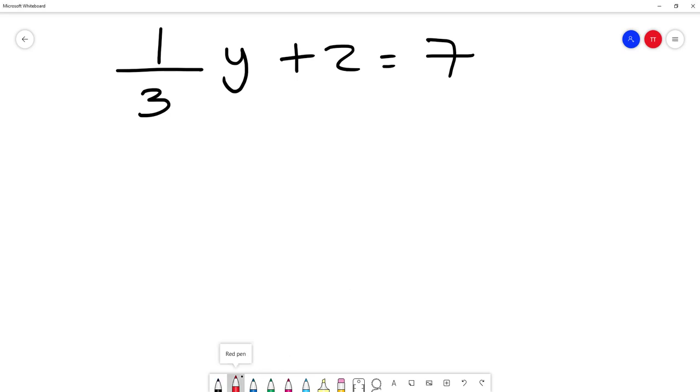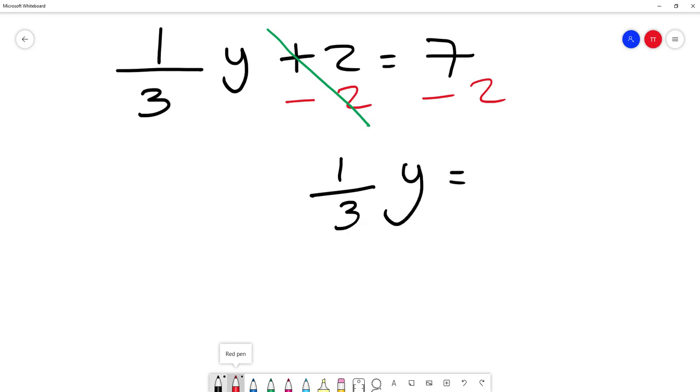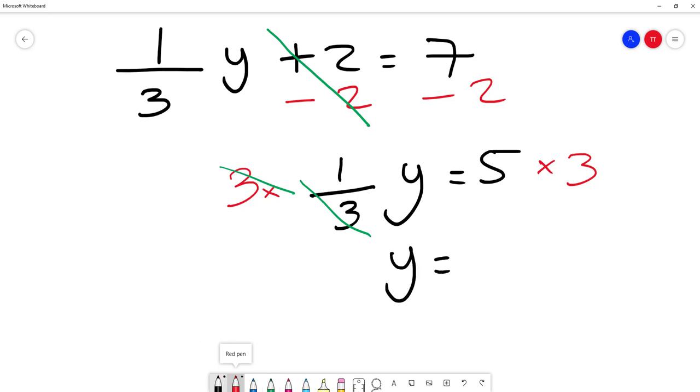Okay, welcome back. So the first thing we've got to do is minus 2 on both sides. So minus 2 here, minus 2 here on the right hand side. The plus 2 and minus 2 cancel out. So we get a third of y equals 7 minus 2, which is 5. We've got a third of y, or y over 3. So we want to get rid of the denominator, so we times both sides by 3. And don't forget, the times and divide will cancel out. So we end up with y on its own. 5 times 3 is 15.